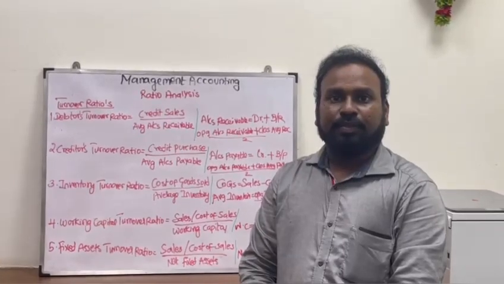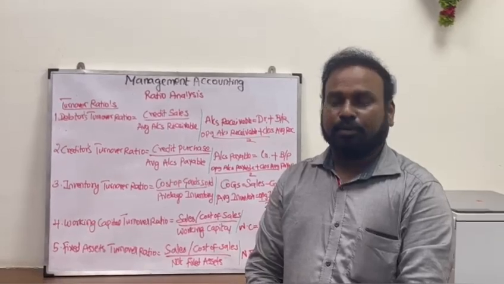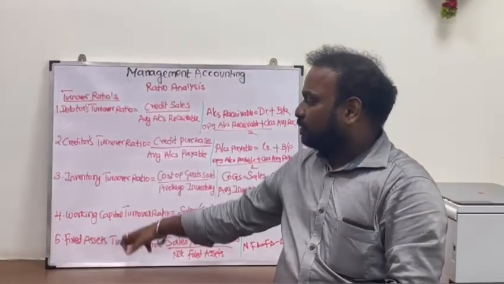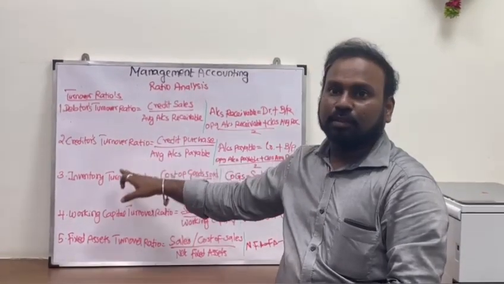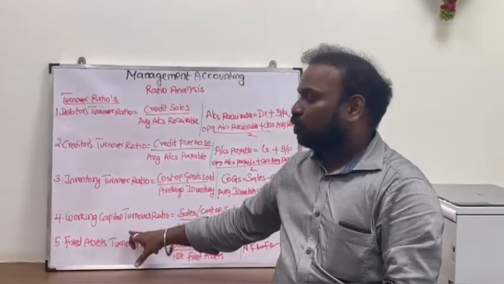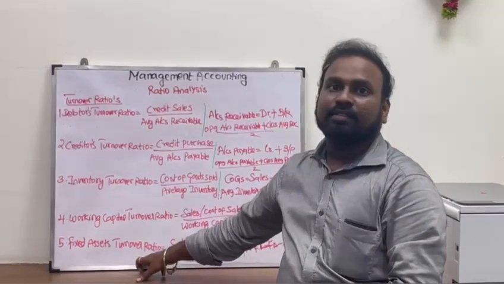Dear students, in this video we are going to study about the turnover ratio in ratio analysis under management accounting. Turnover ratio has 5 types. First one is a debtor turnover ratio, second one is a creditor turnover ratio, third one is an inventory turnover ratio, fourth one is a working capital turnover ratio, last one is a fixed asset turnover ratio. Let us see one by one.